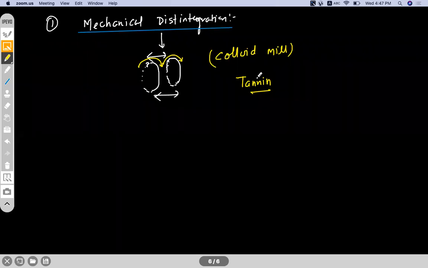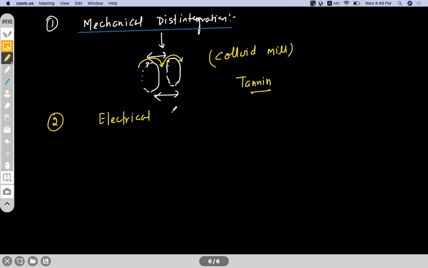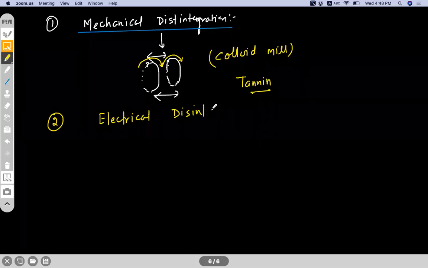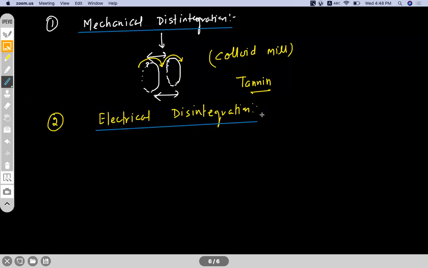Printing ink is one example of this kind of substance. We prepare printing ink by this method, mechanical disintegration, where we use the machine called colloidal mill. The second method for the preparation of lyophobic colloids is electrical disintegration. Mechanical and electrical disintegration.